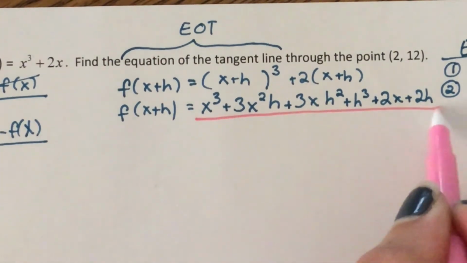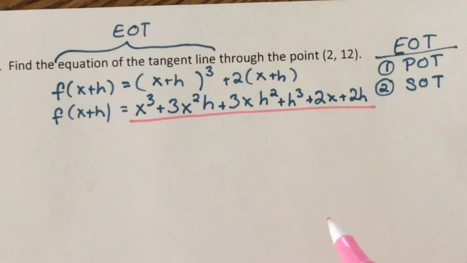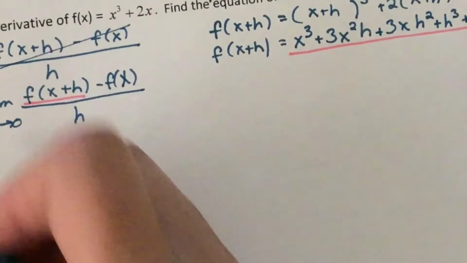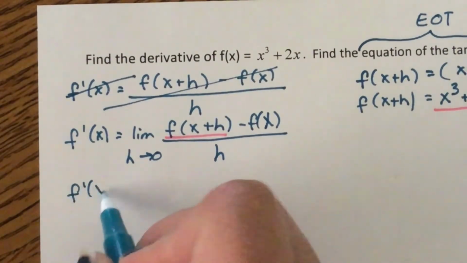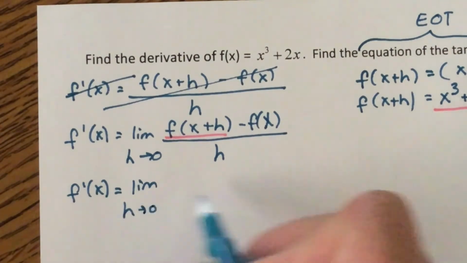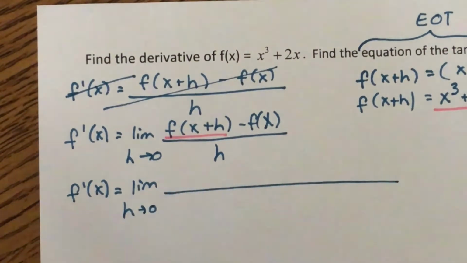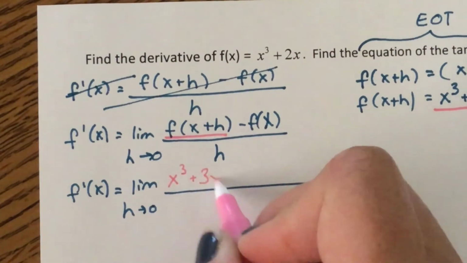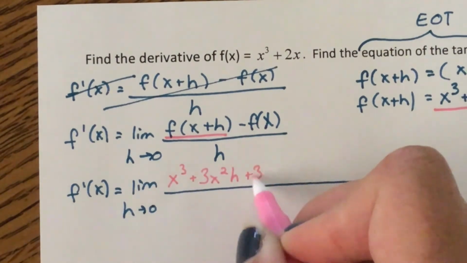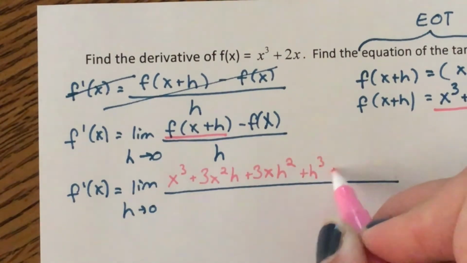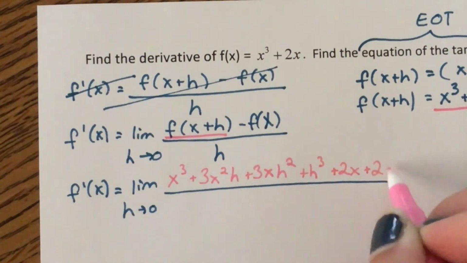All of that right there is f of x plus h. Pause if you need some time on that. All right, let's bring it in. F prime of x is going to equal the limit as h goes to 0 of, so I'm going to put that whole big thing, x cubed plus 3x squared h plus 3xh squared plus h cubed plus 2x plus 2h.